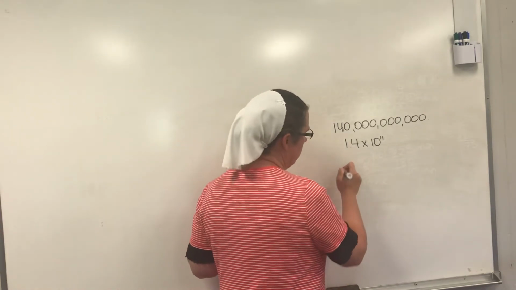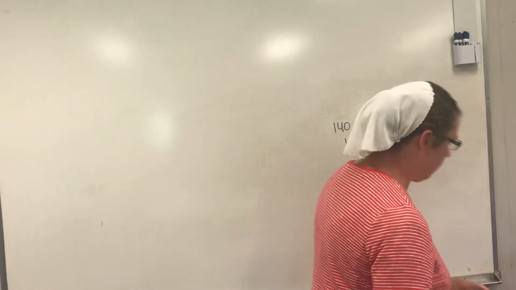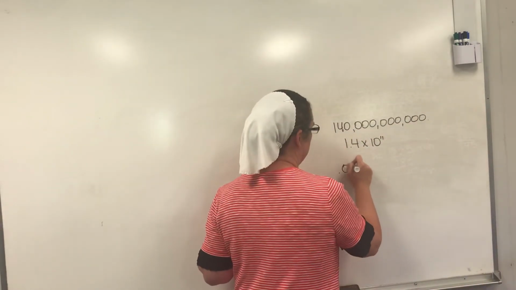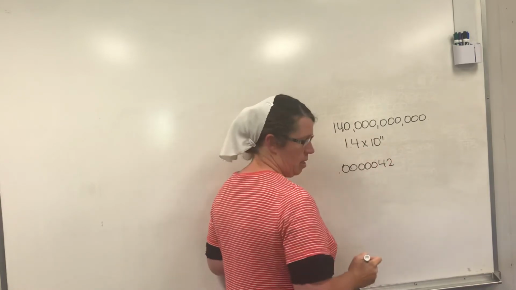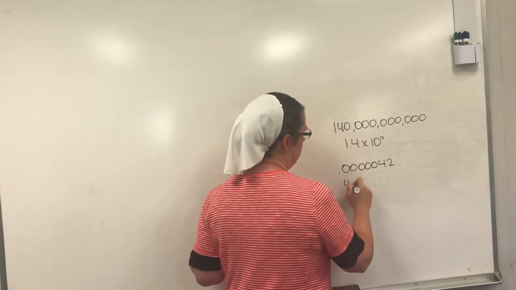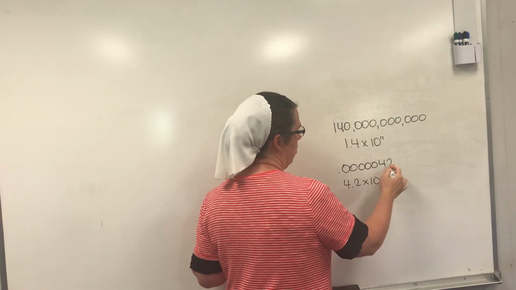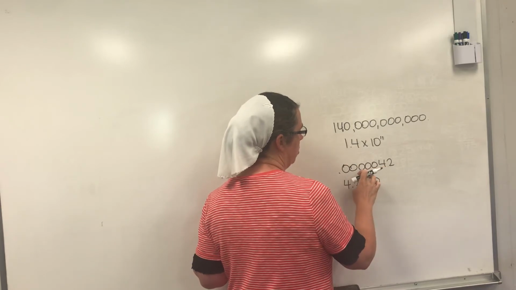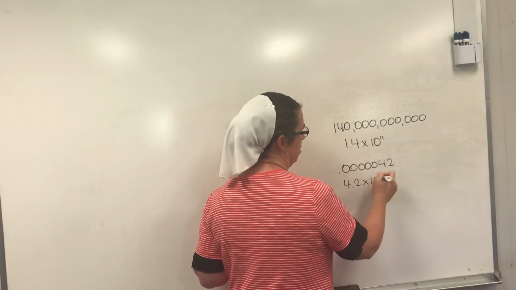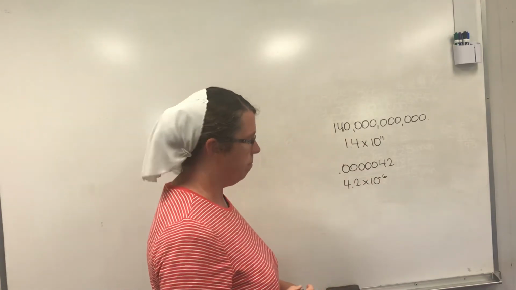Let's look at 2a. We've got 5 zeros and 42. All right, we're going to write it 4.2 times 10. So we moved it here. What will it take to put it back where it was at? 1, 2, 3, 4, 5, 6, to the negative 6th power.